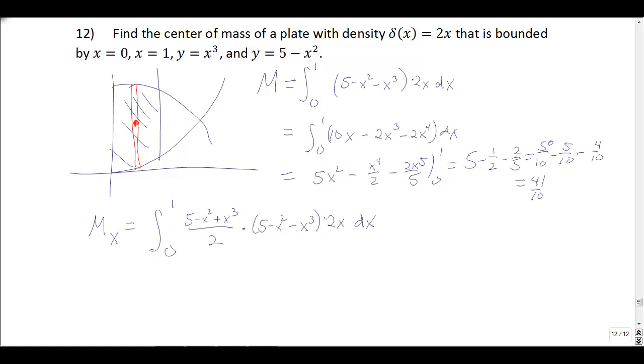So we set up this integral. The 2's cancel. And then this is the 5 minus x squared plus x cubed times 5 minus x squared minus x cubed. We have the x, so I get 0 to 1, difference of two squares: 5 minus x squared, squared, minus x cubed, squared. But then the whole thing is multiplied by this x here, dx. So we get an integral 0 to 1 of x times 25 minus 10x squared plus x to the 4th minus x to the 6th dx.